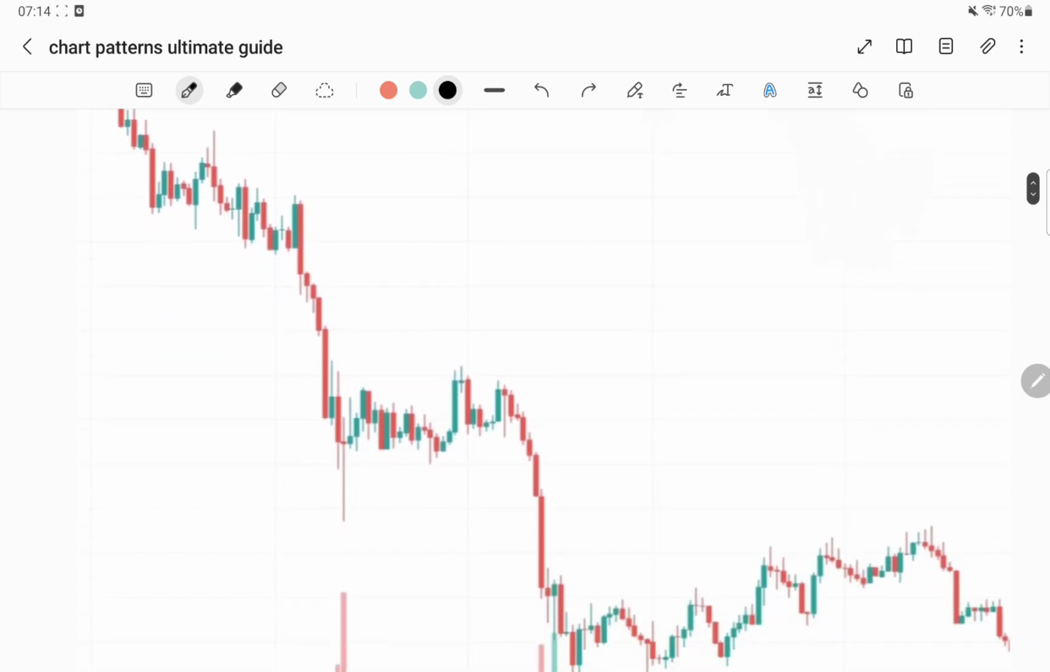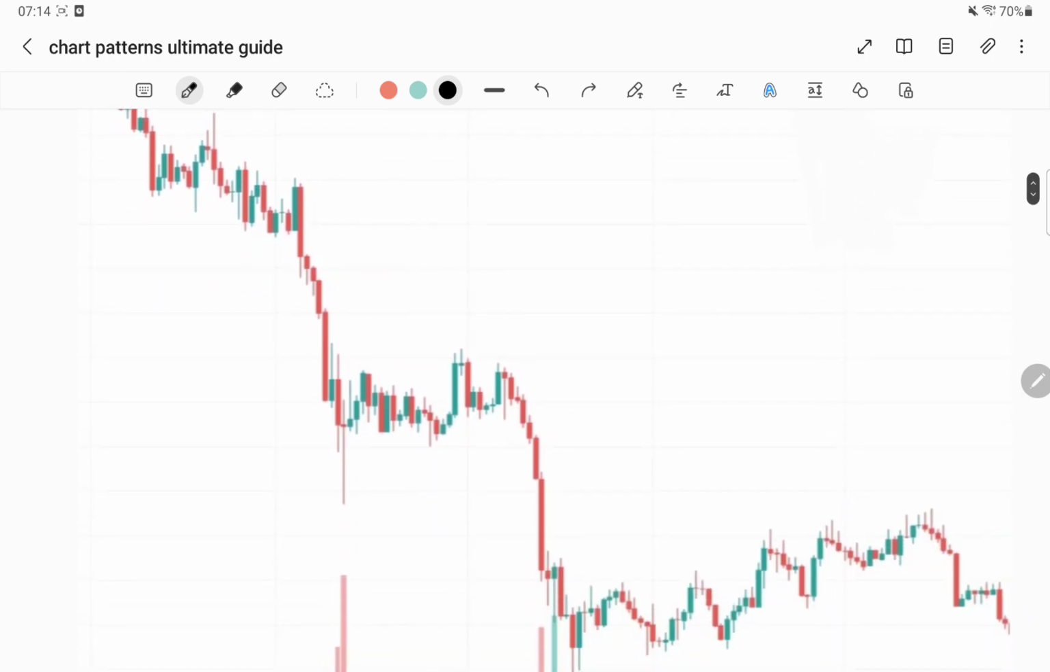And then I've got an example here. We put our flagpole over here. That's our flagpole, give or take. You can include the wicks if you want to, but you don't have to. I like to include the wicks depending on certain patterns, but you don't have to.